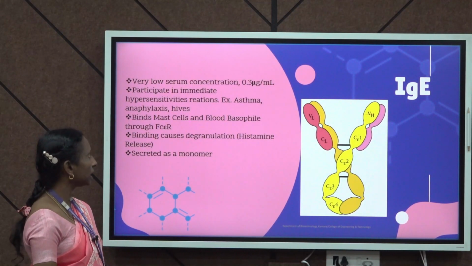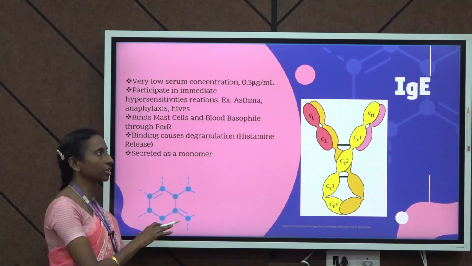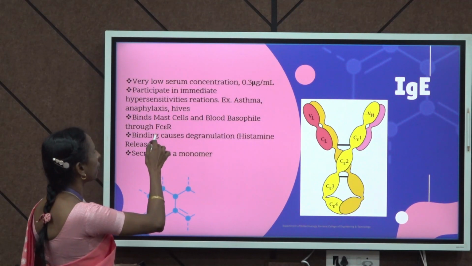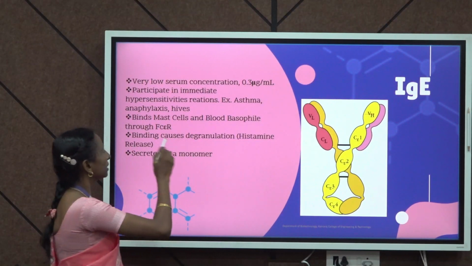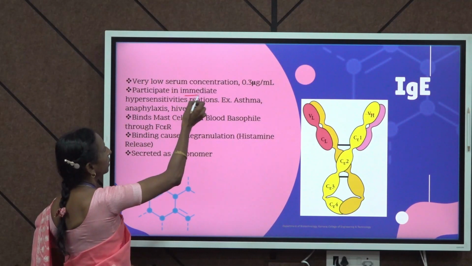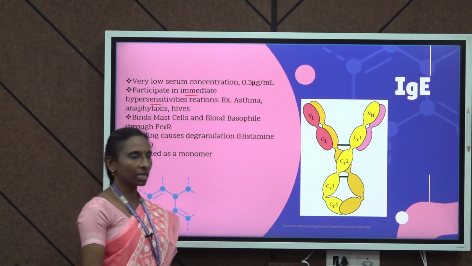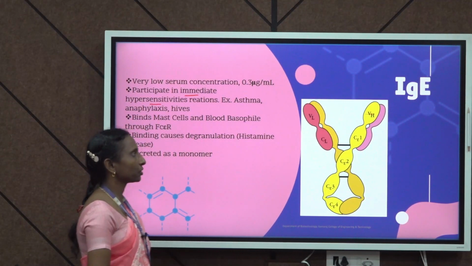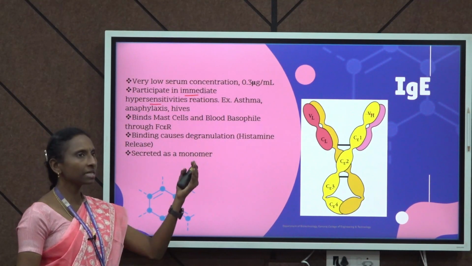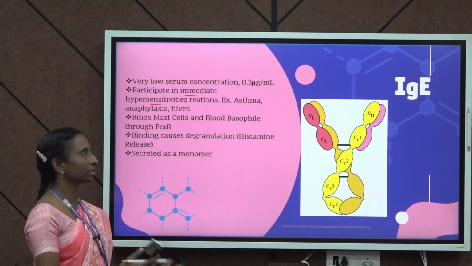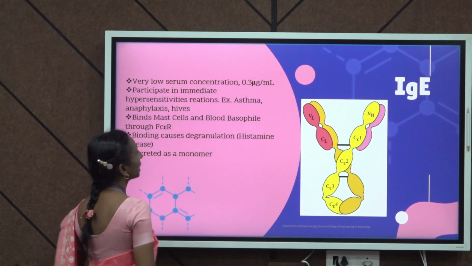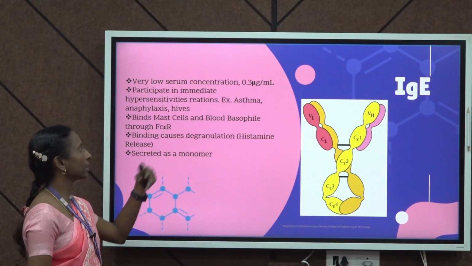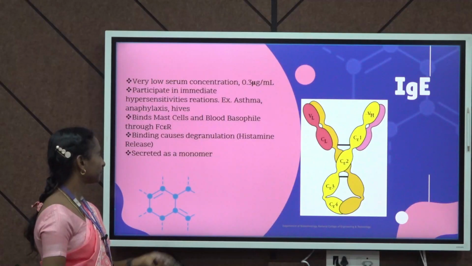Then coming to IgE, which is the lowest in secretion, and whenever there is an infection or any kind of particulate matter coming into the body, these are the ones which are released in response to the immune reaction, as in hypersensitivity reactions, for example, asthma. So, if there is an increase in IgE level, you can correlate it with some kind of immune reaction happening in the body. And these are the ones which bind to mast cells and basophils through Fc receptors.